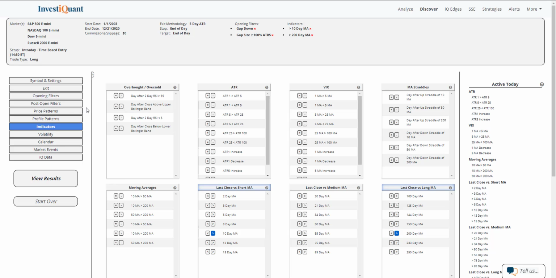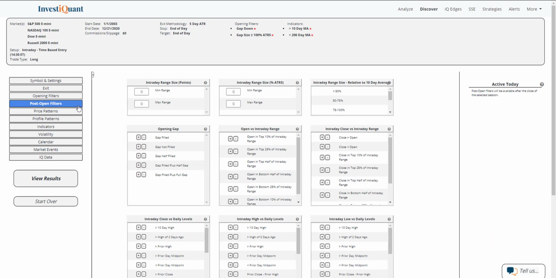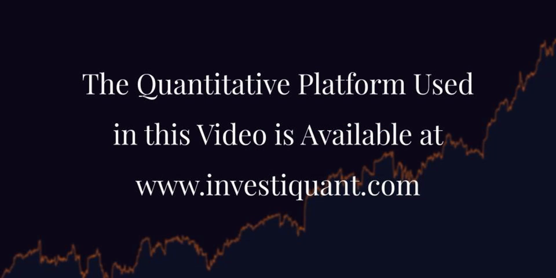And then the last thing I want to do is I want to come into this post-open filters section, and I'm going to say that we are trading in the top half of the intraday range as of 2:30 p.m. Eastern Time. So to do that, I go to this intraday close versus intraday range, and I click equals next to close and top half of intraday range. That will define the pattern that we're looking at, where we're trading in the top portion of the range after this sizable down gap in a bull market. Now I can click view results.